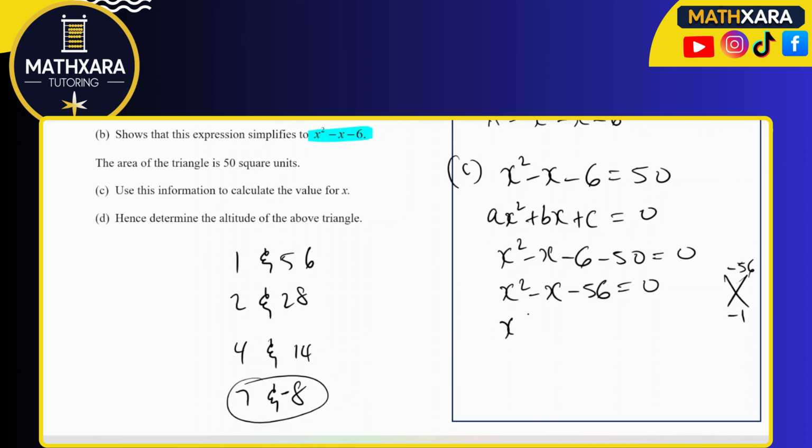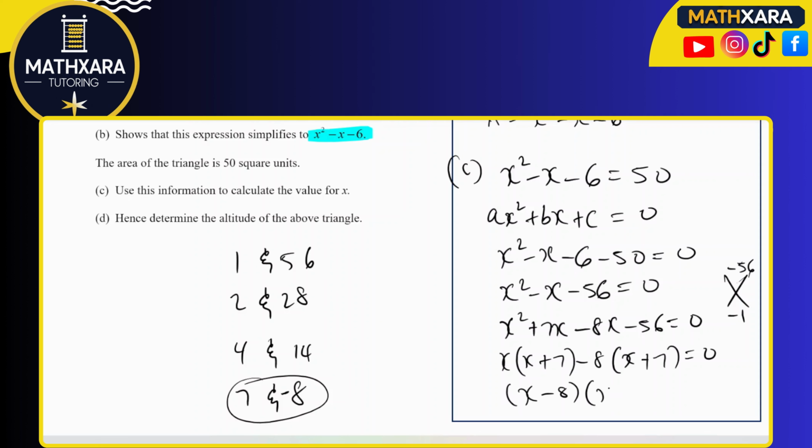We have x squared plus 7x minus 8x minus 56. Now, we use this method because it's much safer in case we have a coefficient of x squared. So factoring, we have x into x plus 7, negative 8 into x plus 7. And our two factors here would be x minus 8 and x plus 7.